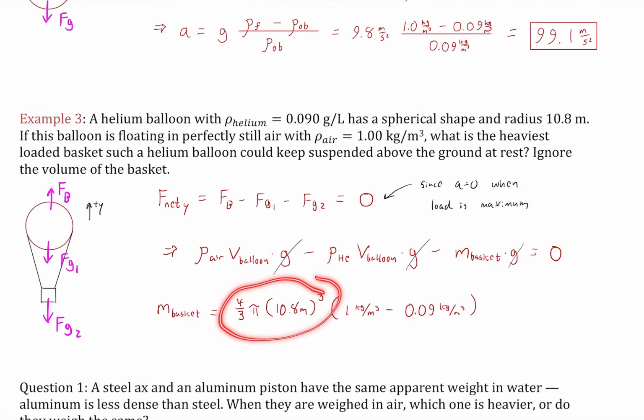And where does the 4/3 pi business come from? From the volume of the balloon. Because this is the equation for the volume of a sphere, 4/3 pi times r cubed. And we were given the radius, so we can just plug that in. All right? And we know everything else. So then we're just going to go ahead and solve for the mass of the basket. And we get 4,800 kilograms.